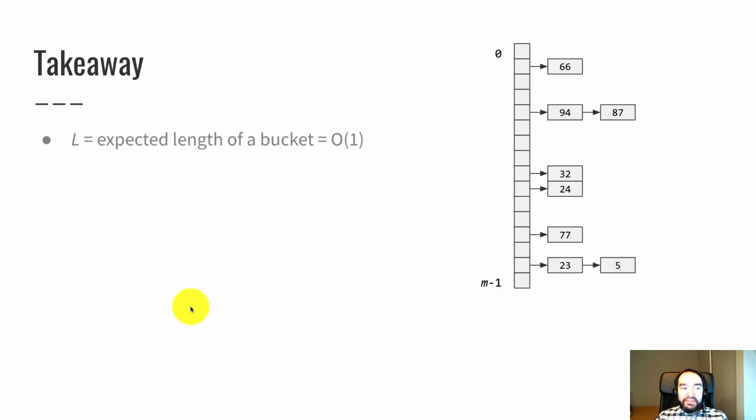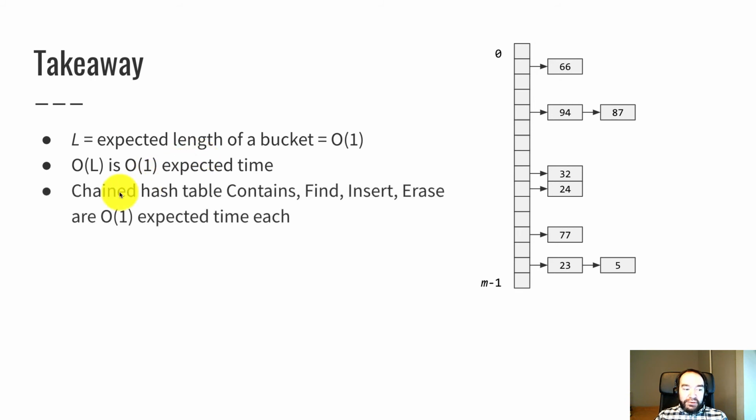So what does that mean? The takeaway is that if L is the length of a bucket, the expected length of a bucket is 2, and 2 is big O of 1. That's a fixed constant. So anything that takes big O of L time, we can actually say takes constant expected time. Therefore, the chained hash table operations contains, find, insert, and erase all take constant expected time.